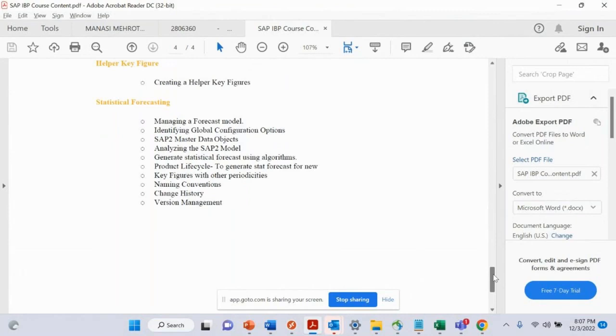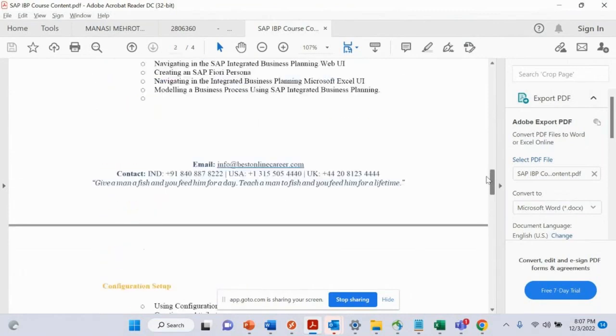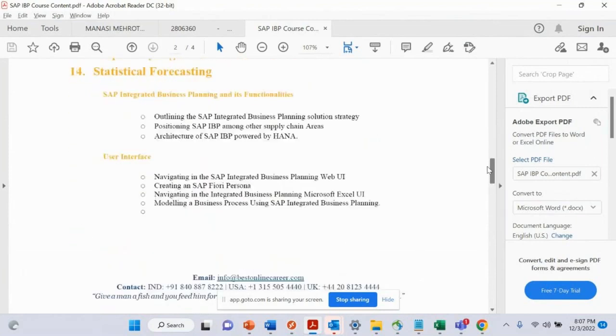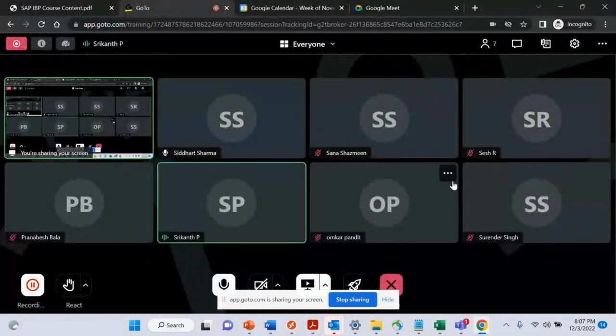Clear about our roadmap? Any questions? May I know, in today's call we were mentioning demand sensing, forecast error correction, and outliers. So these topics will also be explained, right?